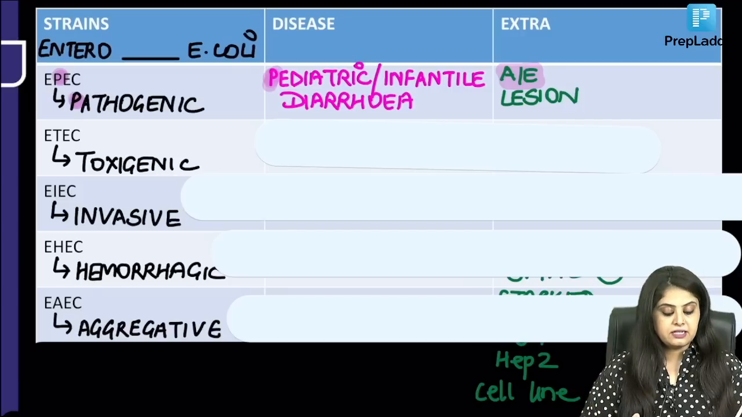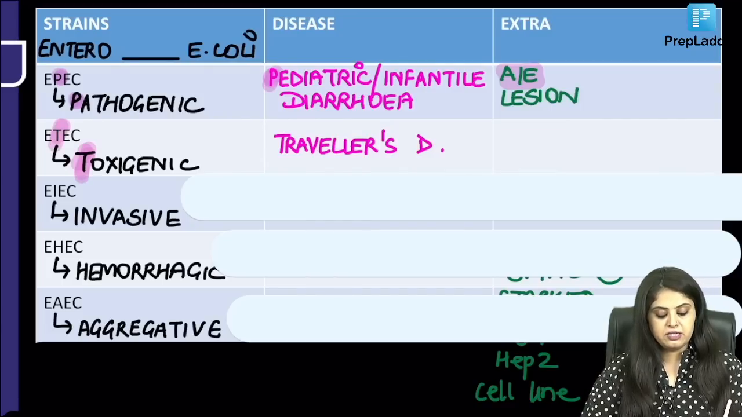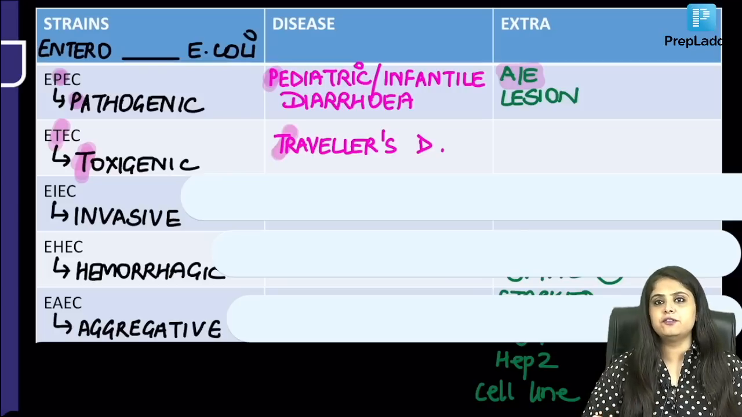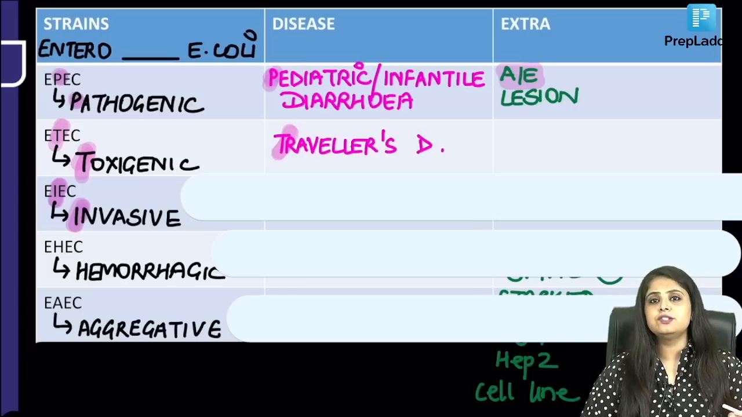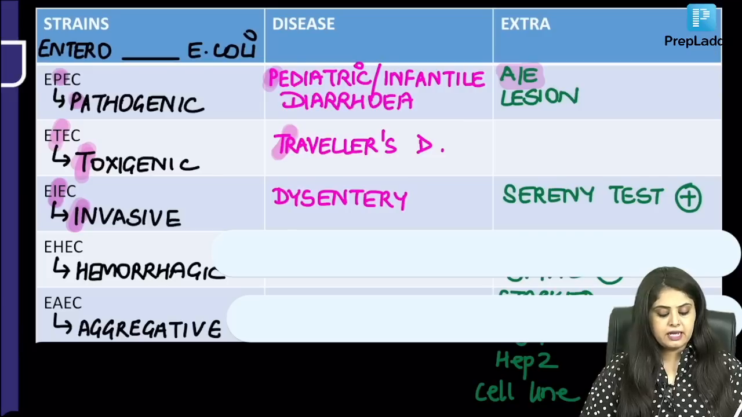Coming to the next, entero T, toxigenic E. coli. So T for T, toxigenic, is going to cause T for T, that is going to be traveler's diarrhea. Very simple, history of travel will be there. The next is EIEC, entero-invasive E. coli. If it is invading into our intestine, it will cause bloody diarrhea. Bloody diarrhea is known as dysentery, and not only is the name invasive and not only is it causing bloody diarrhea, it is also diagnosed by an invasive test called Sereny test.